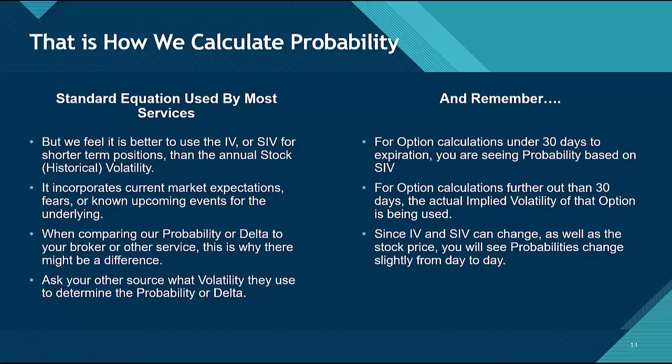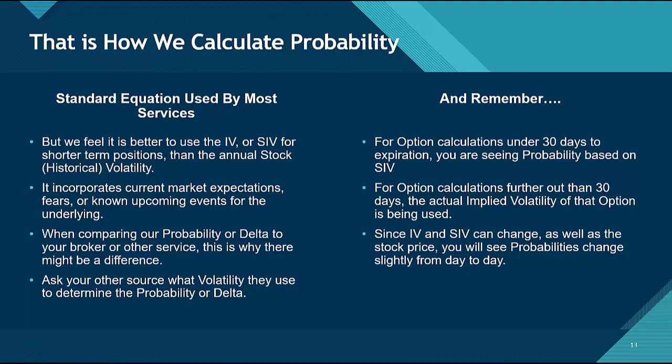And remember, for option calculations with options that are expiring under 30 days out in time, you're seeing the probability based on the stock's implied volatility index, the SIV, the average of the in-the-money and out-of-the-money calls and puts for the near-term expirations. For option calculations with options that expire further than 30 days out in time, you're seeing the probability in other calculations based on the actual implied volatility of that option.